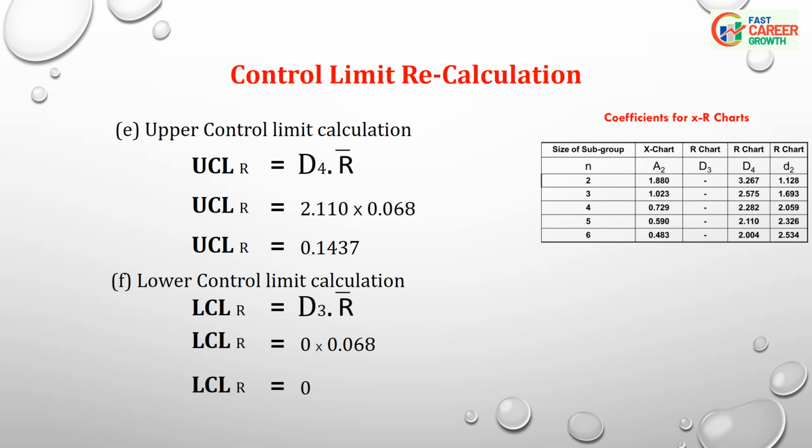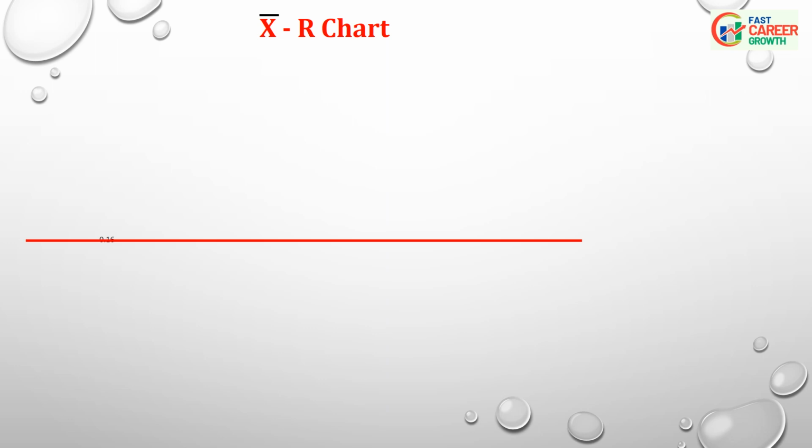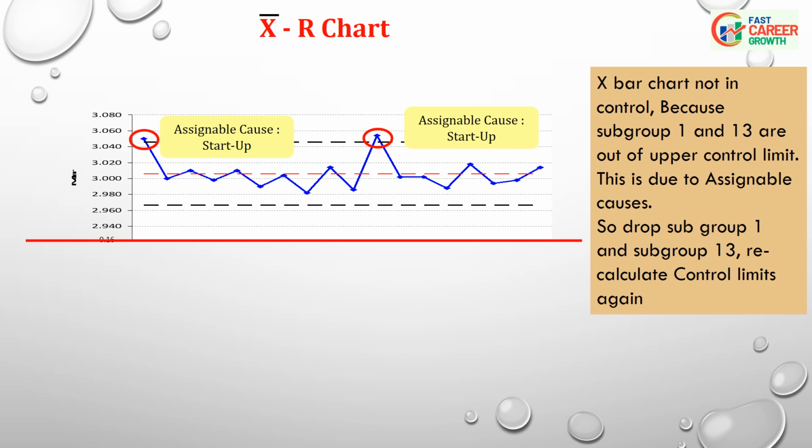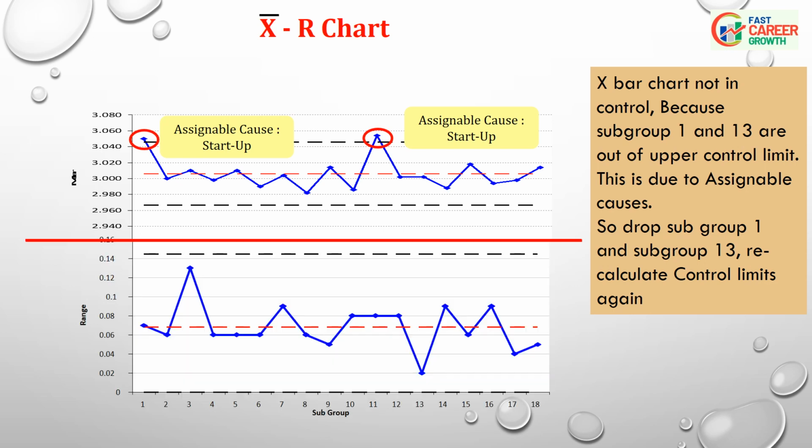Next is to plot the control chart using x bar R. After making the control chart, observe it. Here the x bar chart is not in control, because subgroups 1 and 13 are outside the upper control limit. This is due to assignable causes. So drop subgroup 1 and subgroup 13, and recalculate the control limits again.